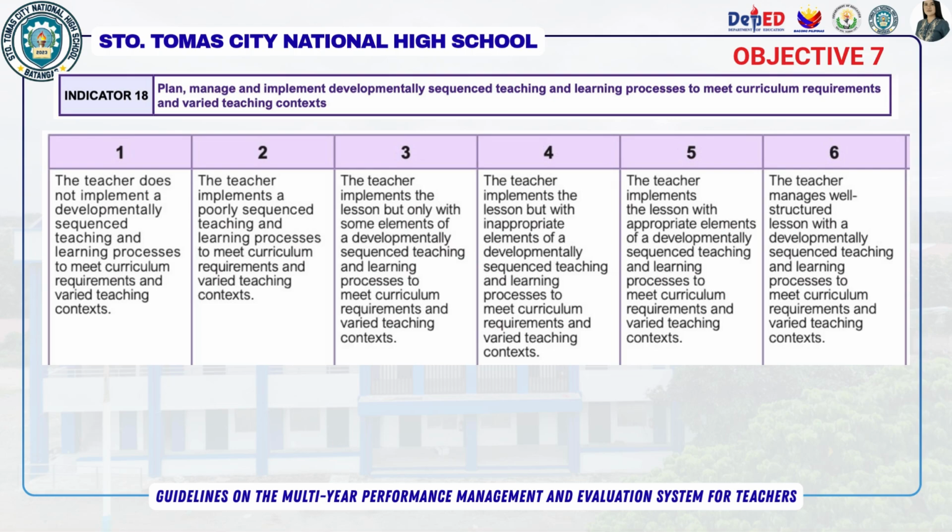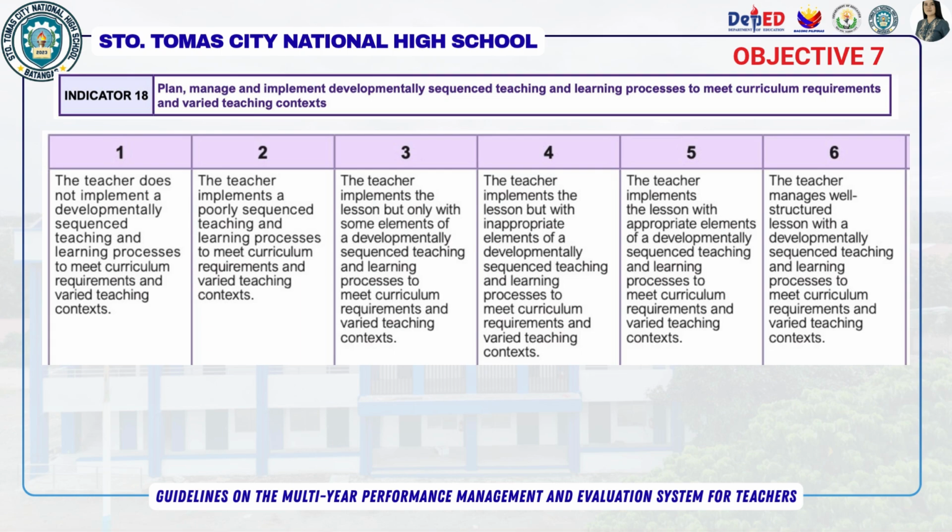Our next indicator, Objective 7, focuses on the developmental sequencing of your lesson, how you structure the lesson's flow to maximize learning. Sequence is about logic and coherence. A level 1 lesson is not sequenced. A level 2 lesson is poorly sequenced, meaning the steps do not logically lead to the objective.